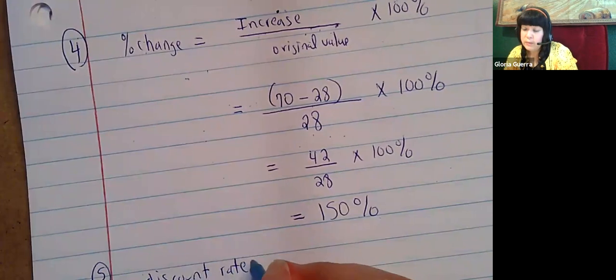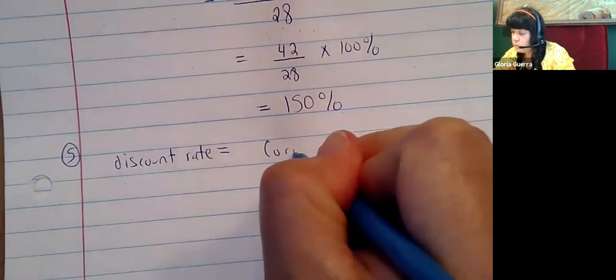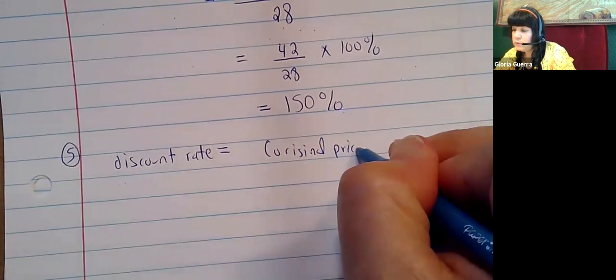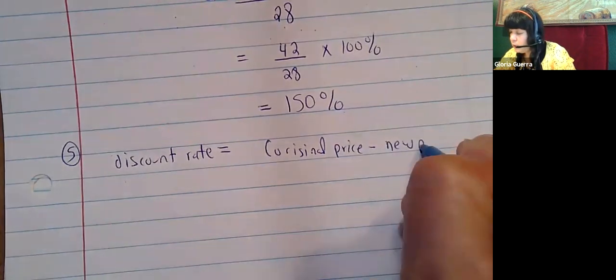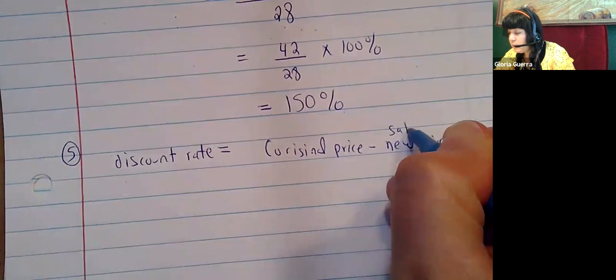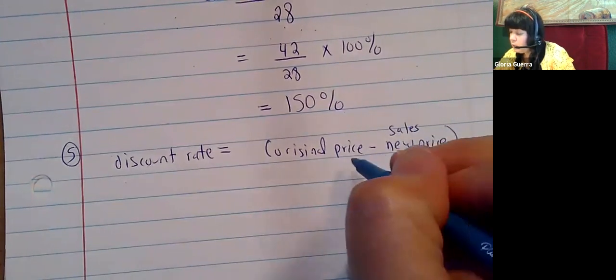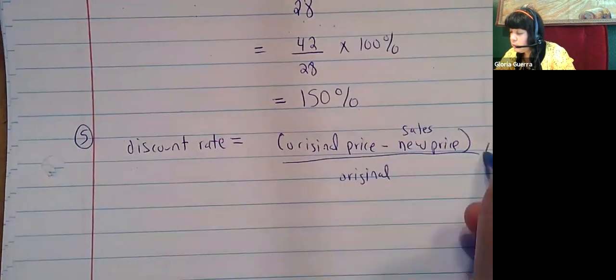So discount rate equals the original price minus the new price. And if you want, you can call it the sales price, right? And then you're going to divide it by the original price, and then times 100%.